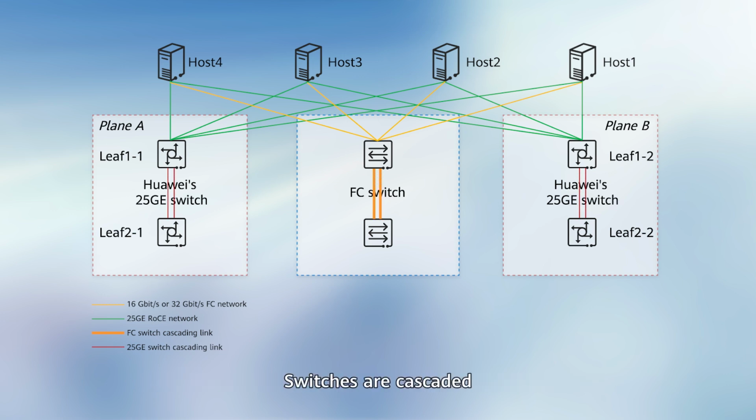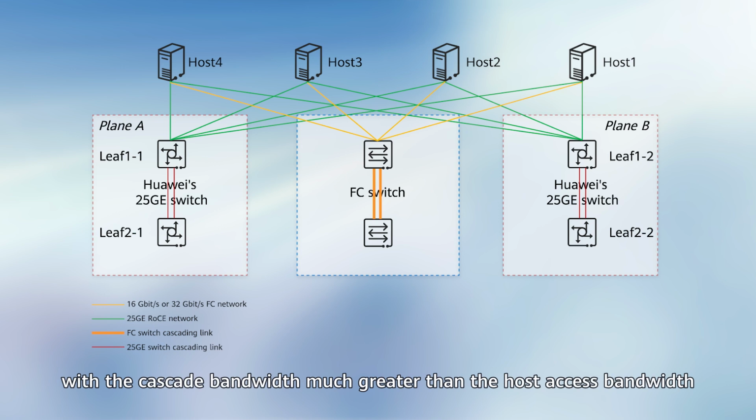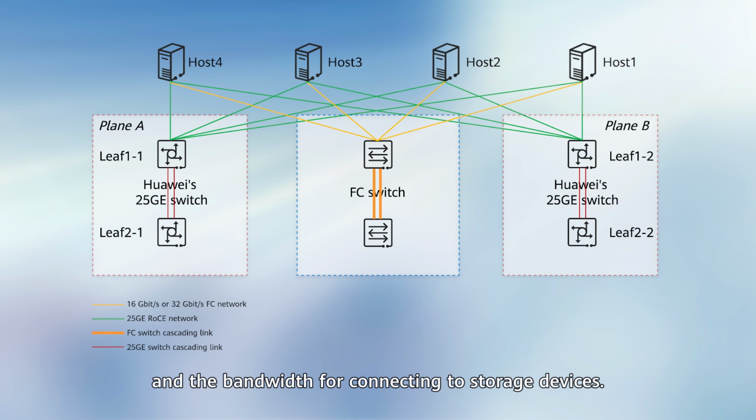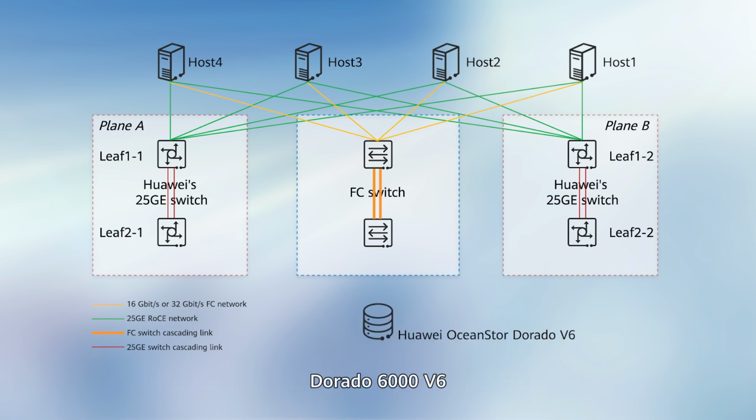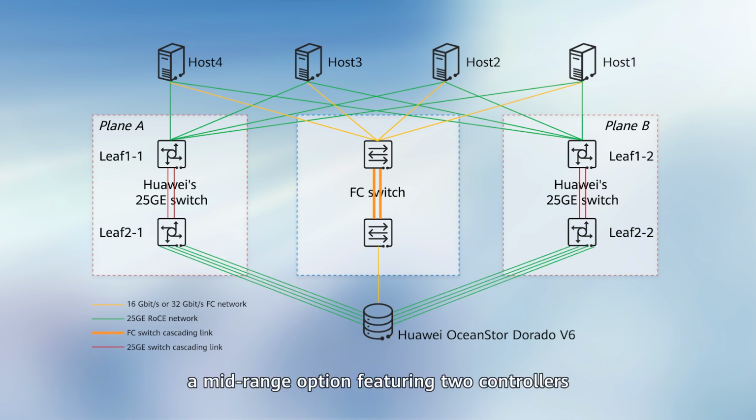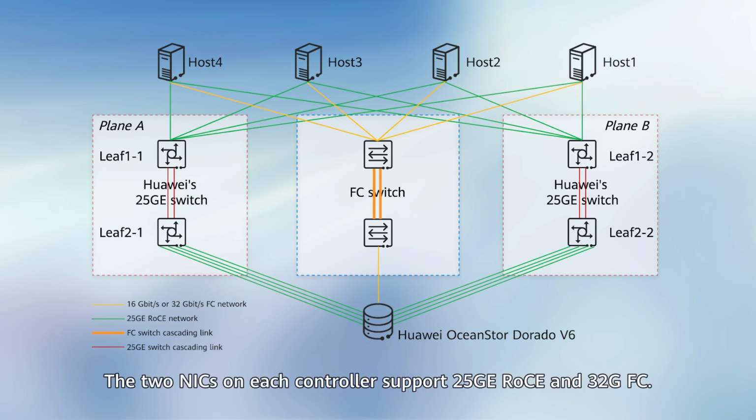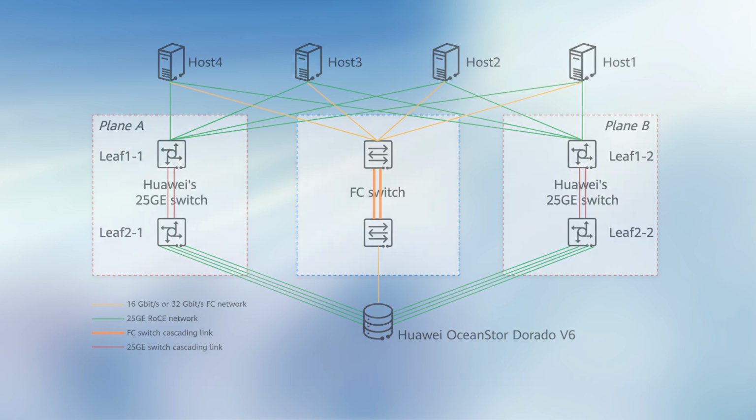Switches are cascaded, with the cascade bandwidth much greater than the host access bandwidth and the bandwidth for connecting to the storage devices. The Dorado 6000 V6, a mid-range option featuring 2 controllers, is used as the storage device. The 2 NICs on each controller support 25GE RoCE and 32G FC.